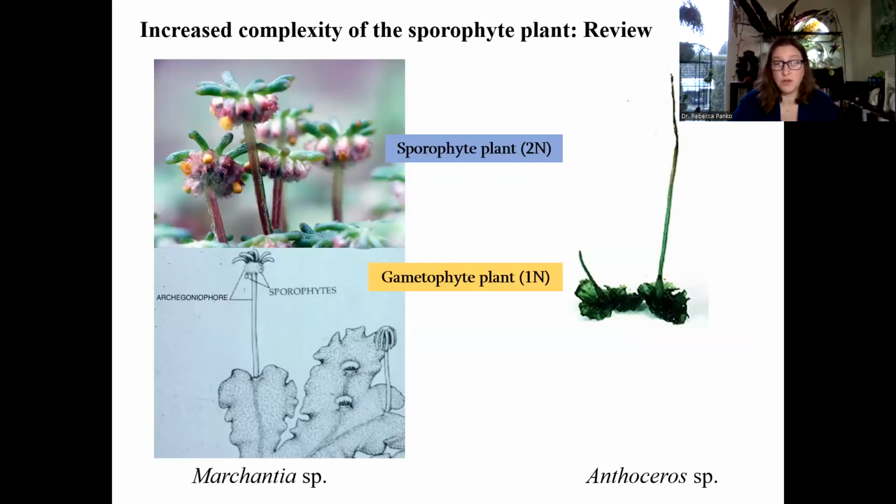Move on to the liverworts and hornworts. Same thing, right? The sporophyte plant is still, like I said, super small. Here, this yellow thing hanging down off of this archegoniophore is a sporophyte plant in liverworts. And this horn thing is the sporophyte plant in hornworts.